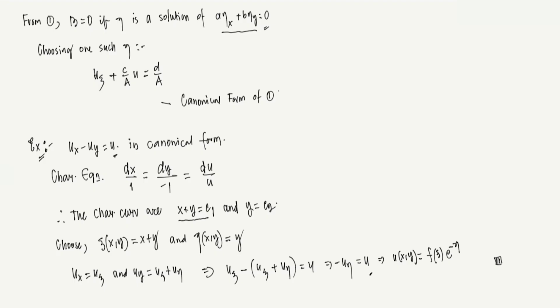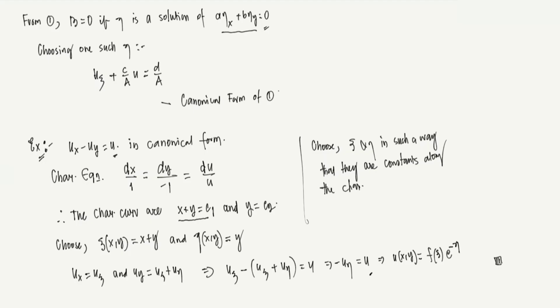So you understand canonical form. The point is this: you somehow have to find xi and eta. How do you find xi and eta? You write down the characteristic curve, and using the characteristic curve, generally speaking, you choose xi and eta in such a way that they are constants along the characteristics. So basically we choose xi and eta from here, looking at the characteristic curve.